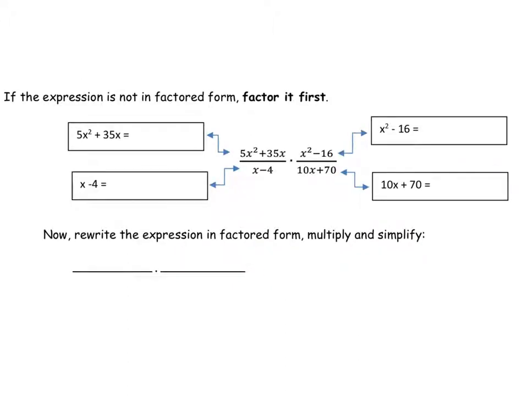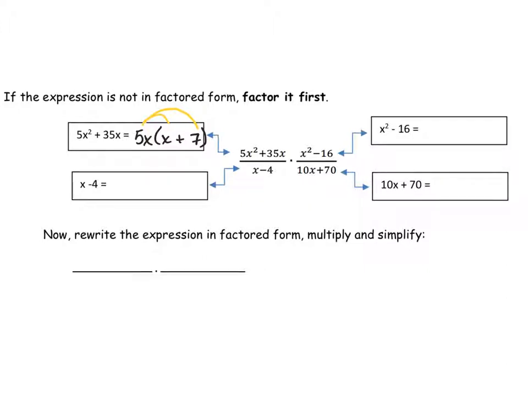So if we have a starting expression here and the various sections, the numerators and denominators, are not factored, we want to factor each of those parts first. So the first one, 5x squared plus 35x, 5 and 35 are both divisible by 5, so I'm going to divide out a 5. They're also both divisible by x. So then I want to know what would I multiply 5x by to get 5x squared, and that's going to be x. What would I multiply 5x by to get 35x, and that would be positive 7. So that's my factored form.